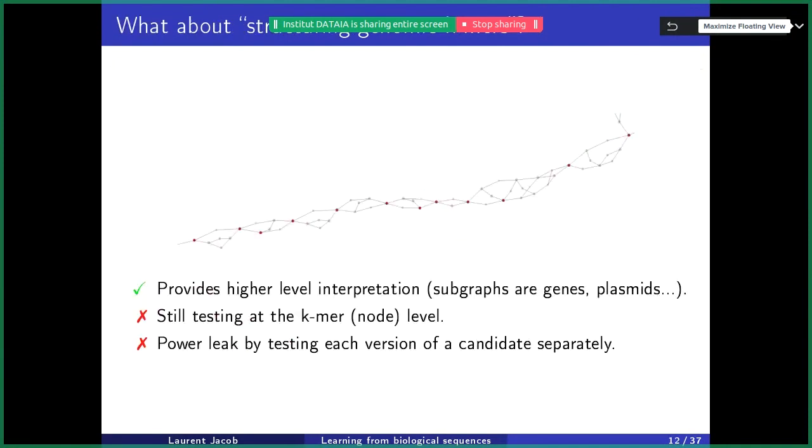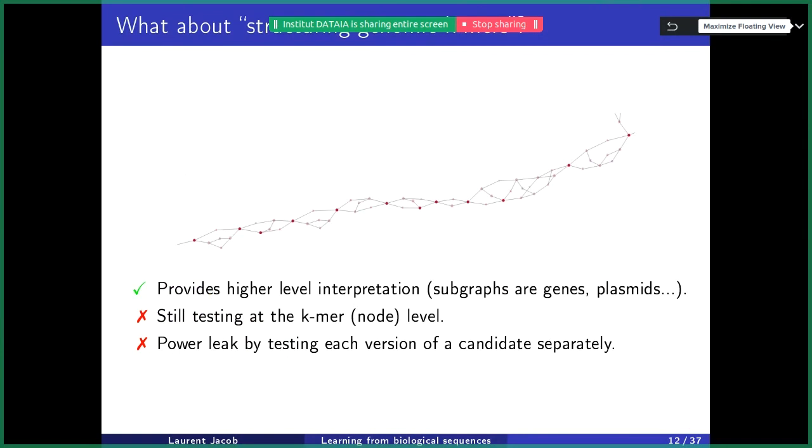So if we circle back to what I was saying, I said we should use the brain graph to structure the k-mers. So have we done that? We've done that in the sense that we've provided a higher level interpretation. Once we have selected significant k-mers, we can say, oh, we have subgraphs that can be interpreted as genes or plasmids, for example.